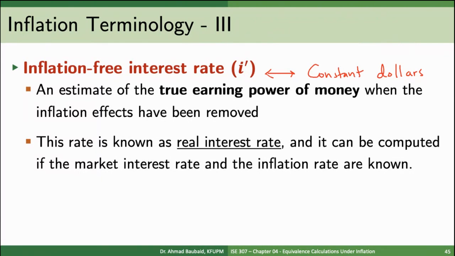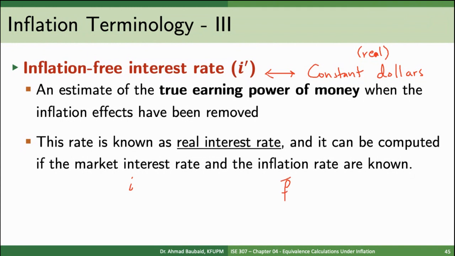So it measures really how much you earned in terms of purchasing power, not just in terms of the dollar amount, okay? And so sometimes this is also called the real interest rate, which, if you remember, constant dollars are also called real dollars. Okay, so this already shows a connection between the two, and we'll see that connection later. And you can compute this actually from the market interest rate, which is I, if you know the inflation rate. We're going to see how we can do that later.